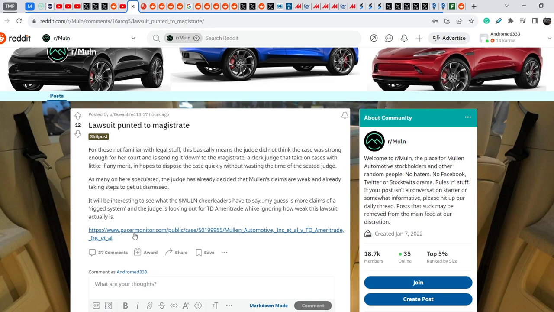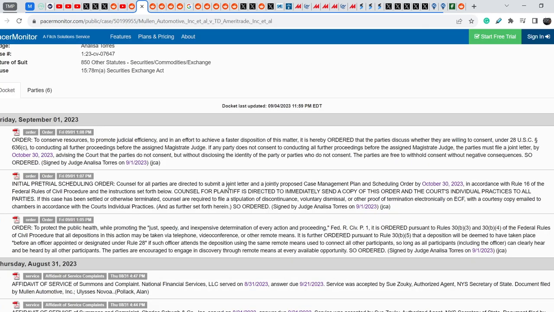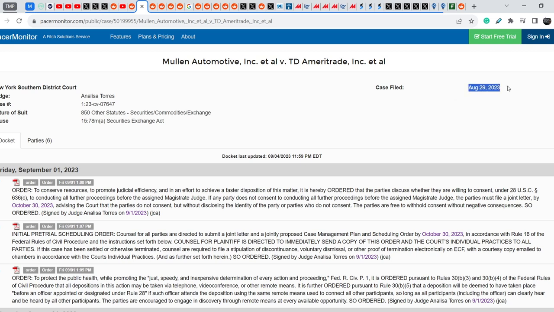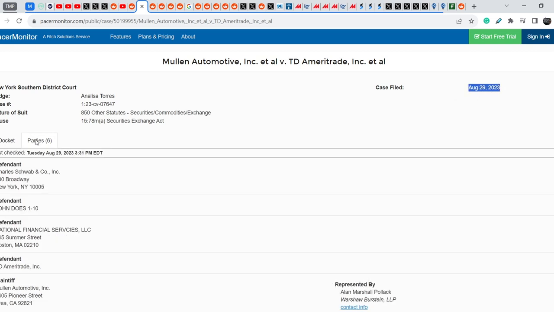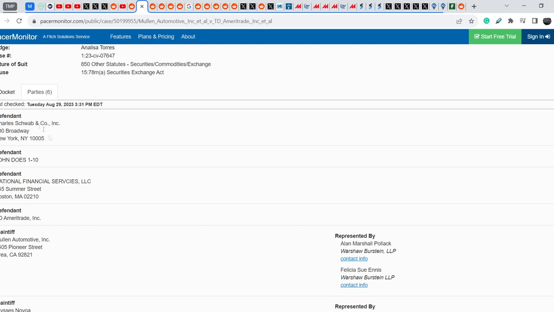And here is the link to PACER Monitor. You can find this lawsuit. As you can see, it was filed at the very end of August, on August 29th. And the defendants are Charles Schwab, John Doe's, National Financial Services, TD Ameritrade. And the plaintiff is Mullen Automotive.